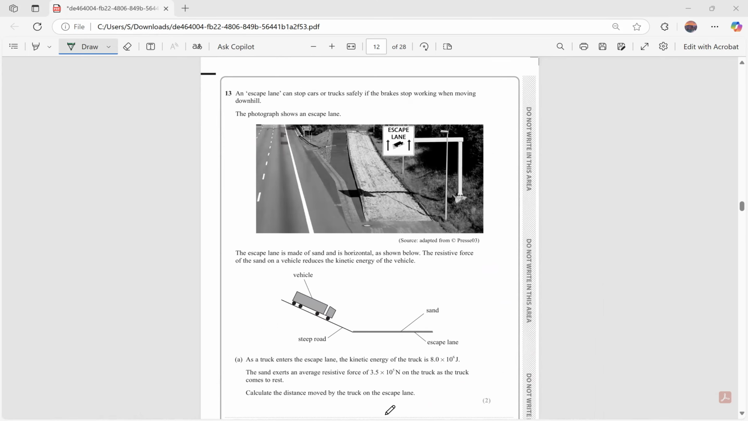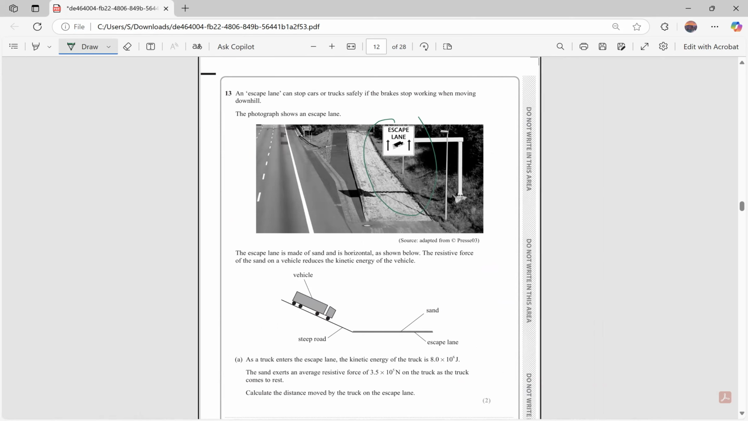Lot of text. What's happening here? So there is an escape lane. If a truck is going on this road and its brakes fail, it wouldn't be able to stop itself. So one way for the driver to avoid any accidents is by steering the truck towards the escape lane. When the truck goes on the escape lane, it's filled with sand. So that provides a lot of friction, much higher than the road. That friction stops the truck. And since there are no other vehicles on the escape lane, there are no risks of accidents.